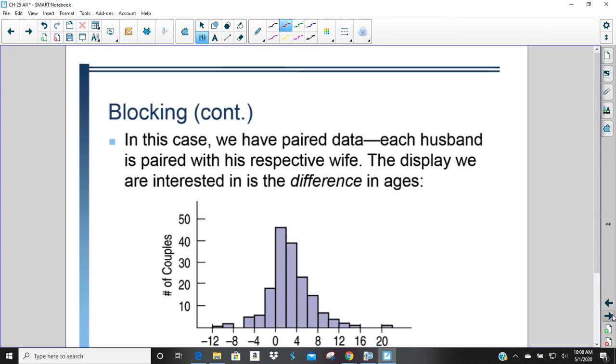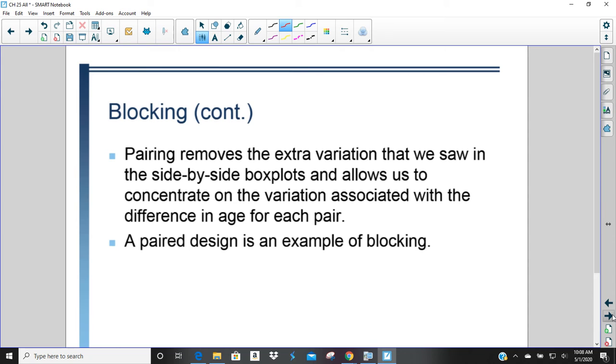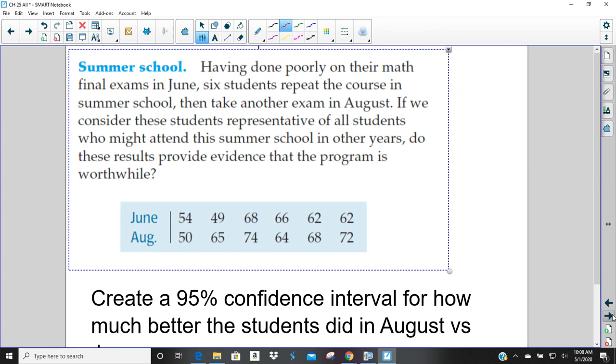So that's why we have to look only at paired data, at the difference in the data, and then we do a histogram, or we could do a box plot too. But the histogram will then let us see nearly normal, unimodal, and roughly symmetric. So pairing removes the extra variation we saw in the side-by-side box plots and allows us to concentrate on the difference. And paired design, as we talked about before, is blocking. So let's do an example together, and then we'll be done for this chapter.